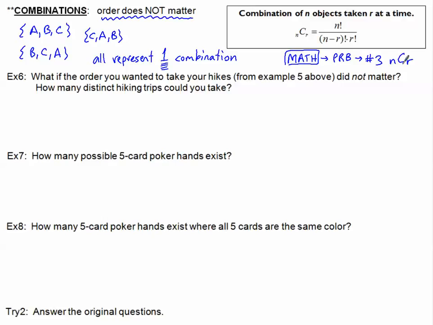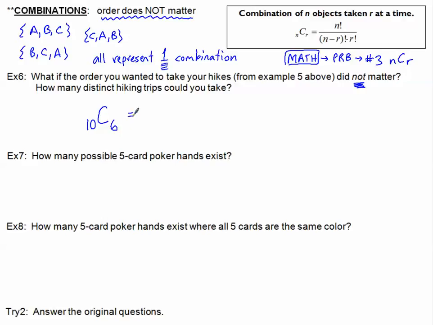So back to that hiking example, example 6 now. What if the order you wanted to take your hikes, from example 5 above, did not matter? If the order did not matter, how many distinct hiking trips could we take? This now is a combination. We still have 10 total hikes that we can take, but we're going to choose only 6 of them, and the order does not matter.